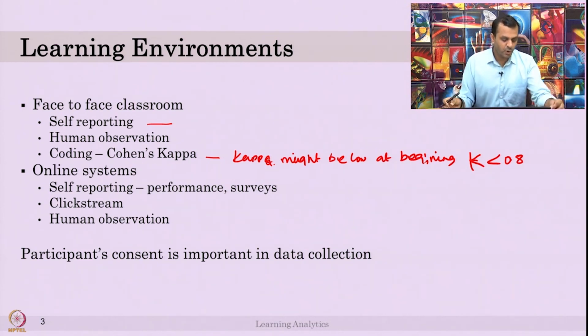The second one is online systems, self-reporting. It is not just self-reporting of surveys; students answering questions and performance, all these things can also be considered. Another thing is clickstream data and human observation data.